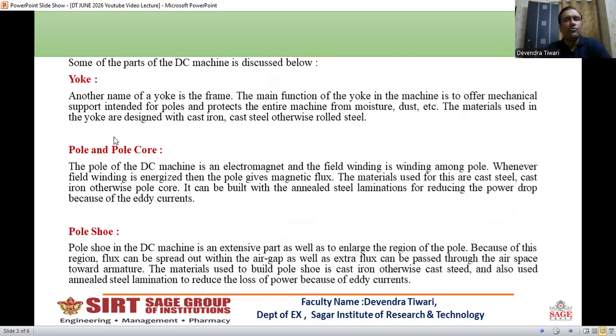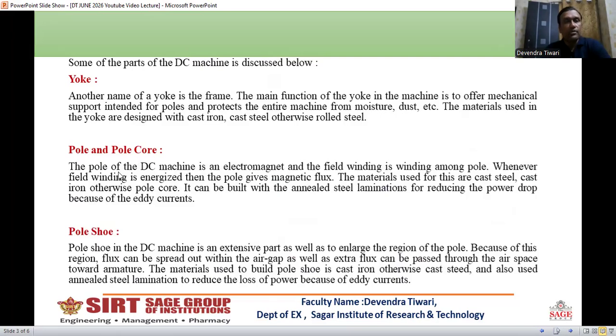So what is yoke? Another name of yoke is the frame. The main function of the yoke in the machine is to provide support for poles and protect the entire machine from moisture, dust, etc. The materials used for the construction of yoke are cast iron, cast steel, or rolled steel.